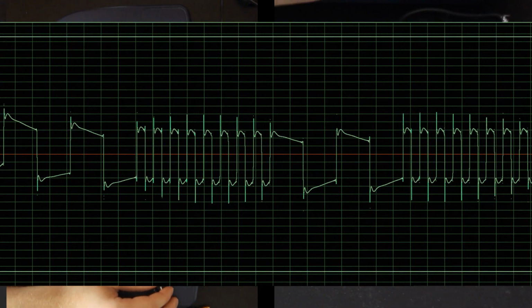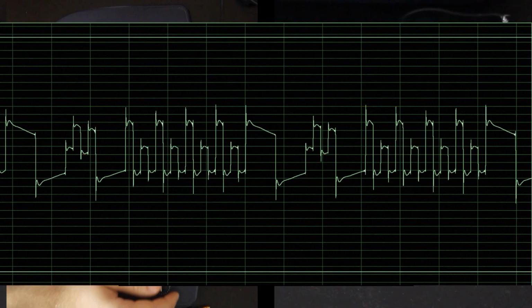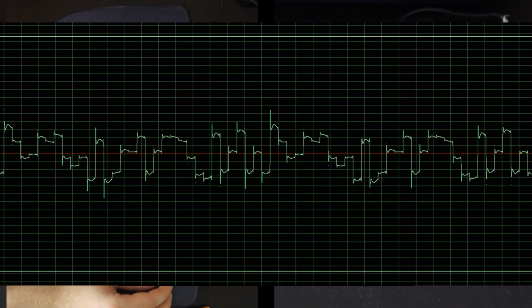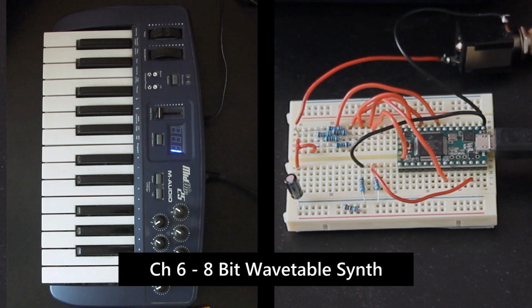Waveform 10 is another 1-bit polypulse but with some extra harmonics. Waveform 11 is a 2-bit polynomial. And waveform 12 is an 8-bit polynomial. And all of those respond to the pitch bend, vibrato, and arpeggiator functions as well.